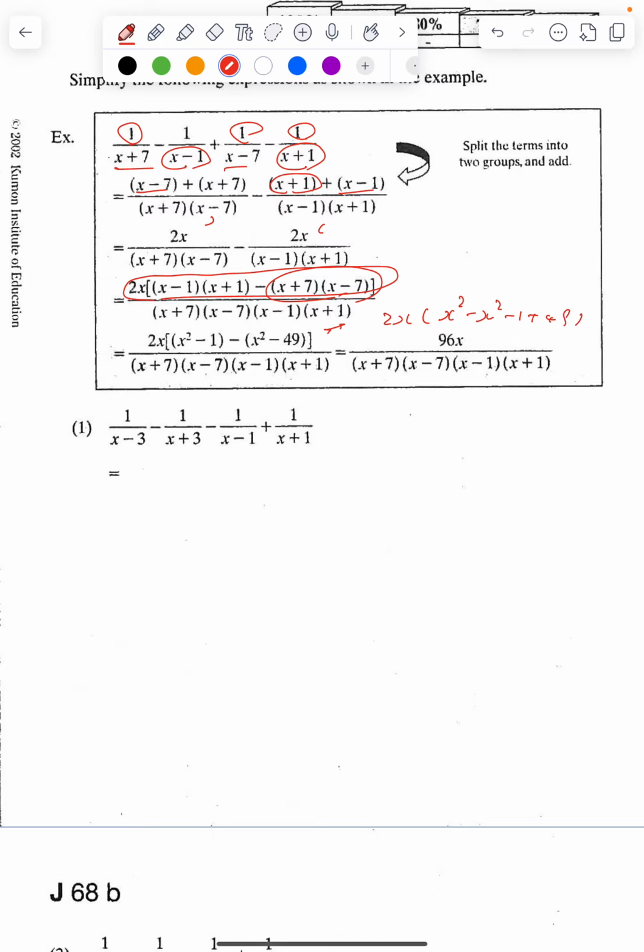Right? So plus minus, okay, all good. So this is done. And also this one will be plus 48. Once we open this up, there will be 96x. So that's how we get 96x on the top.